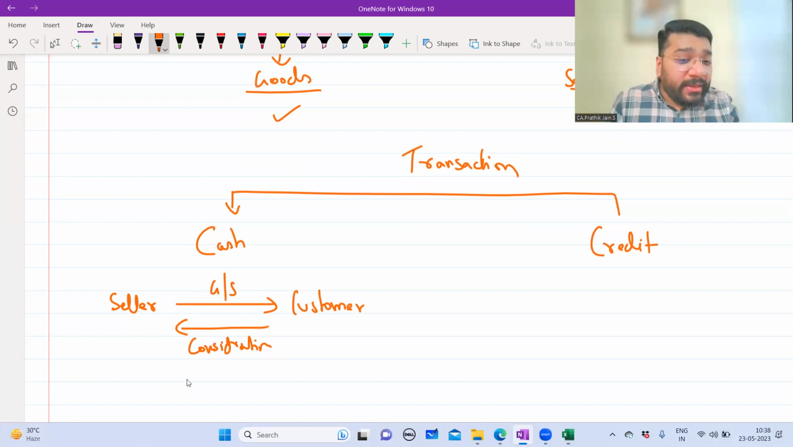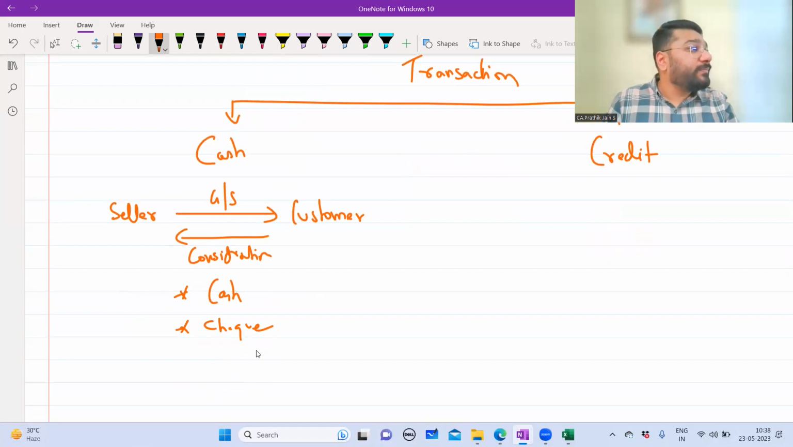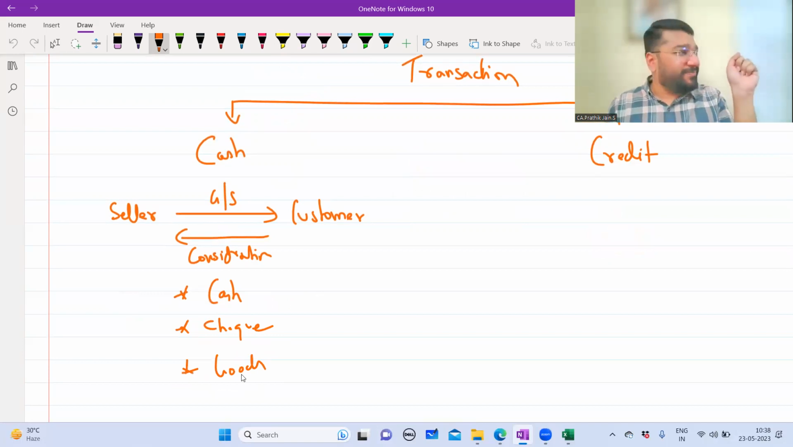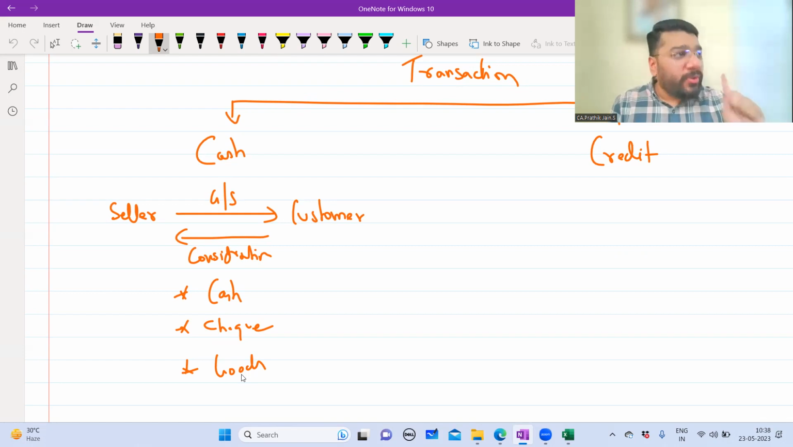Now this consideration can be in the form of cash, can be in the form of check, can be in the form of goods also, which means goods are exchanged for goods, which is technically called the barter system. Correct, no? If I am buying some goods, in return, if I'm giving consideration as some other goods, even that is a cash transaction, which means the consideration is coming on the spot immediately. So in case the consideration is paid immediately, then that is called a cash transaction. Cash transaction does not necessarily mean only cash.